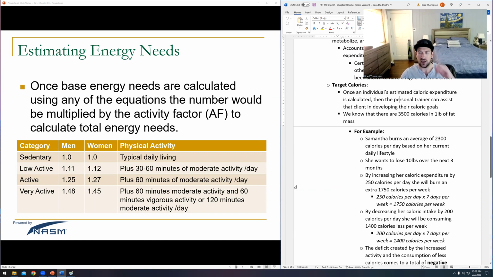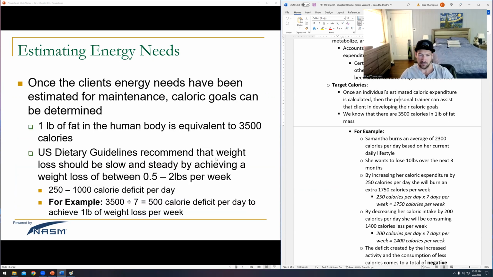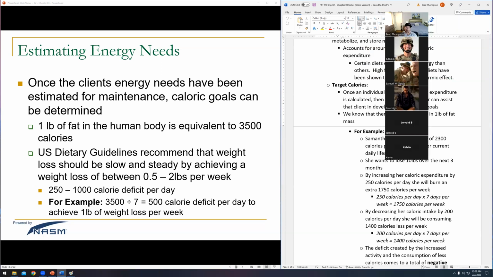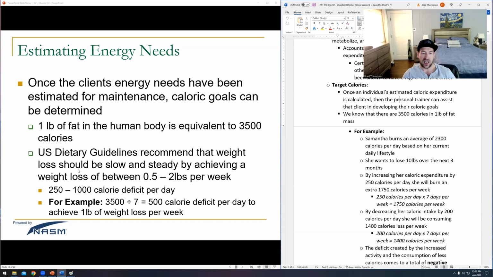So once you have your estimated general caloric expenditure, then we need to look at your caloric needs, right? So let's say 1 pound of fat is equivalent to 3,500 calories. Generally, when it comes to losing weight, guys, you want to aim for anywhere from 1/2 to 2 pounds per week, with 2 pounds being pretty aggressive. That's a 1,000 calorie deficit per day. Really, we want to aim anywhere from a 250 to 1,000 calorie deficit per day. So 3,500 divided by 7, that's 500 calories a day. That's a pound a week, right?